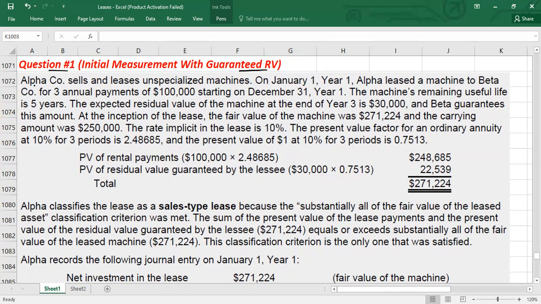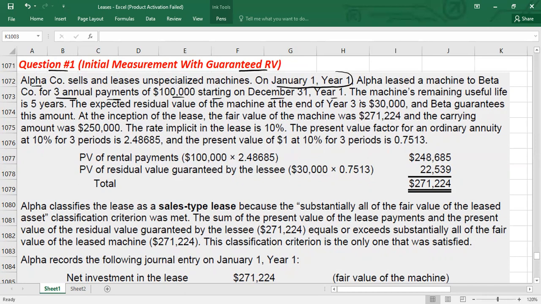So guys, here we have an example. Alpha company sells and leases an unspecialized machine on January 1, year 1. This is the date. Alpha leased a machine to Beta company for 3 annual payments of 100,000 starting on December 31st, year 1.